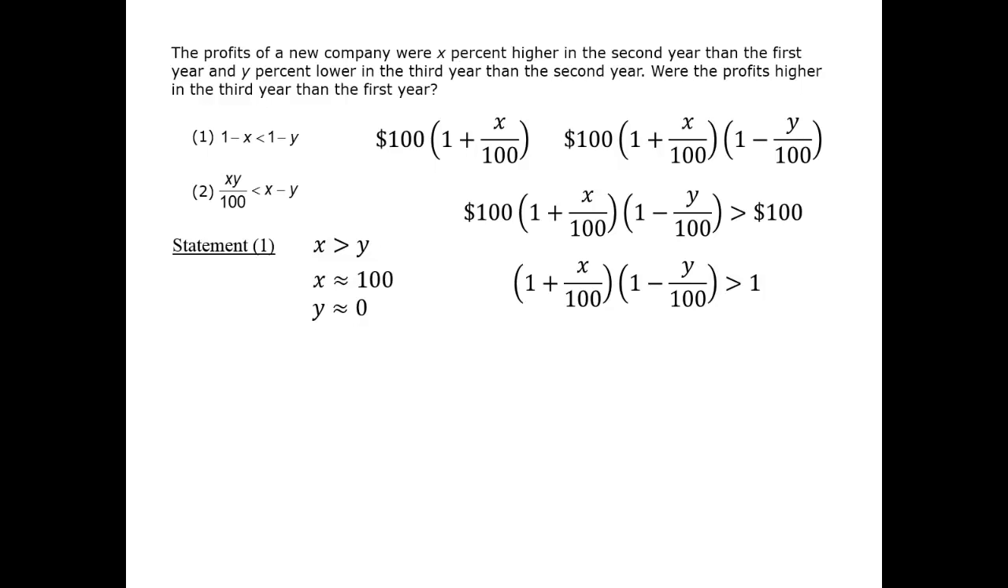To try to make the effect of 1 minus y over 100 as large as possible, we could choose a quite large y. One way to do this is to choose y equals 95, still keeping x as 0. Then 1 plus x over 100 is 2, and 1 minus 95 over 100 is 5 over 100, or 1/20. So the two multiplied together is 1/10, and we have a number that is less than 1. We don't have enough information to answer the question definitively, having obtained valid cases for yes and no, so statement 1 is insufficient.